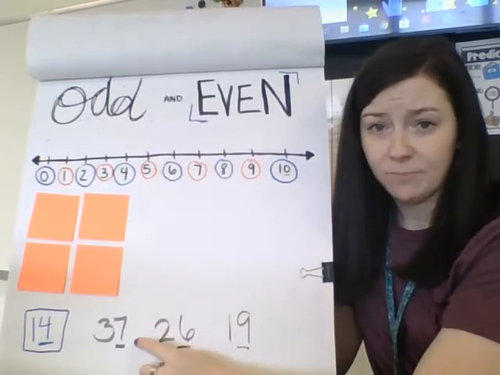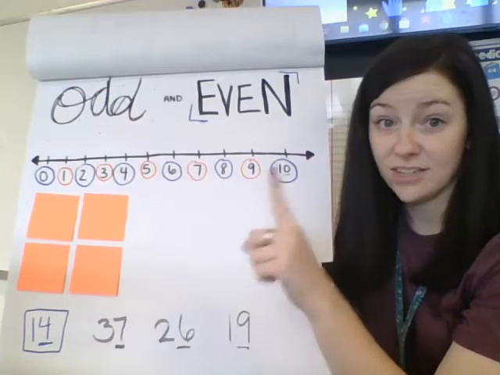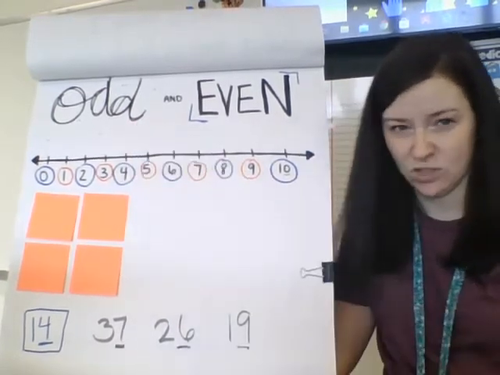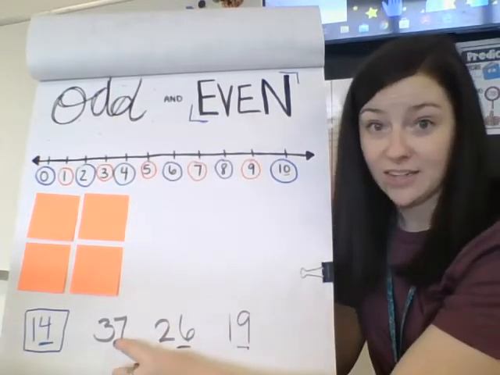If I have 37, I am looking at the 7 because it's in the ones place. The first place I can look is on my number line. My number line tells me that 7 is an odd number because it's orange. And I can go with that. I can say 37 is odd.